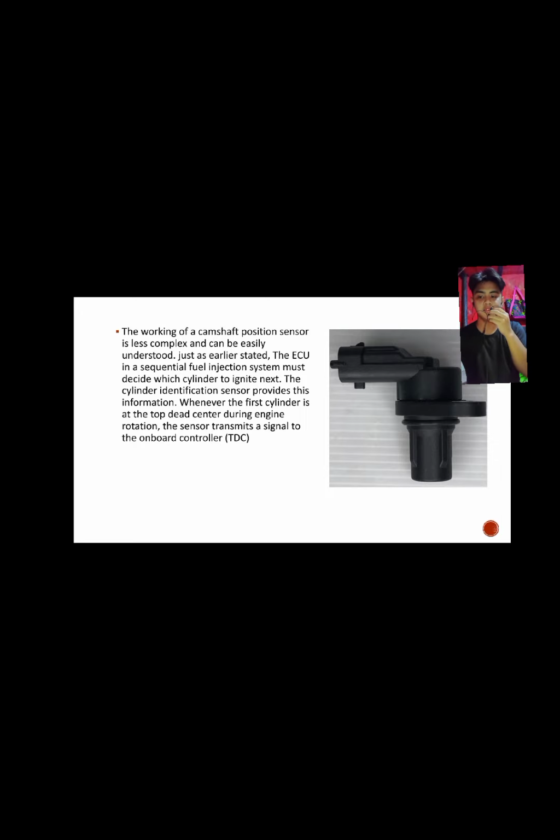The working of a camshaft position sensor is less complex and can be easily understood. As earlier stated, the ECU in a sequential fuel injection system must decide which cylinder to ignite next. The cylinder identification sensor provides this information. Whenever the first cylinder is at the top dead center, or TDC, during engine rotation, the sensor transmits a signal to the onboard controller.